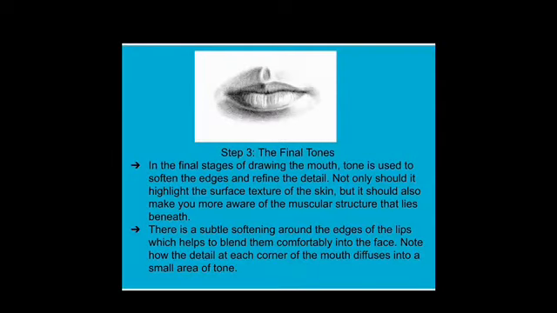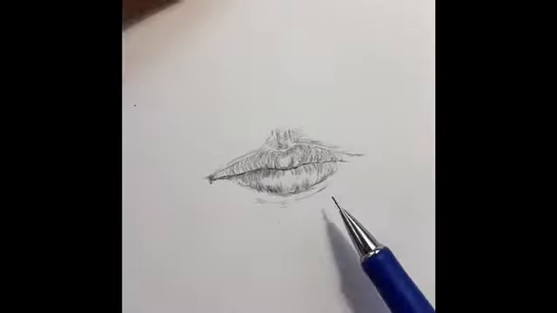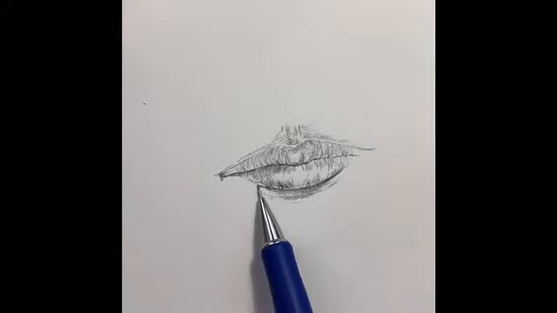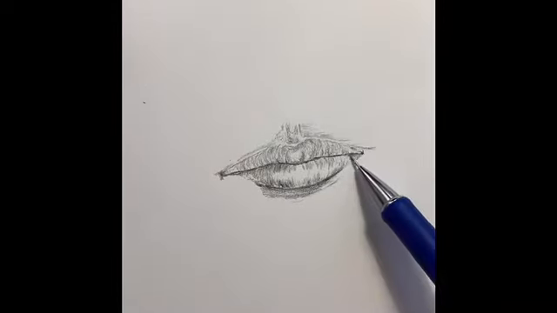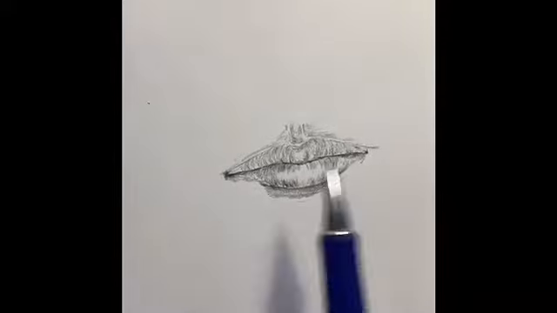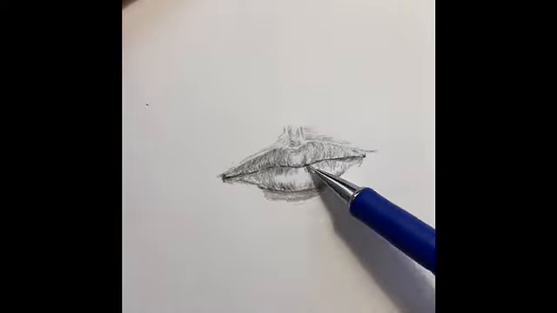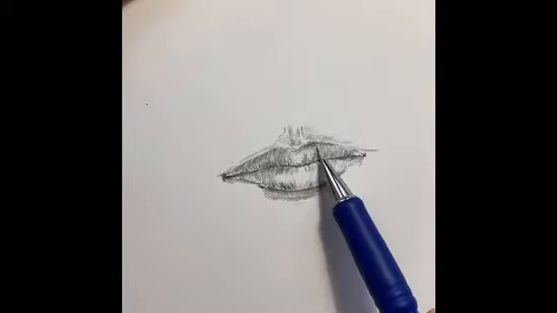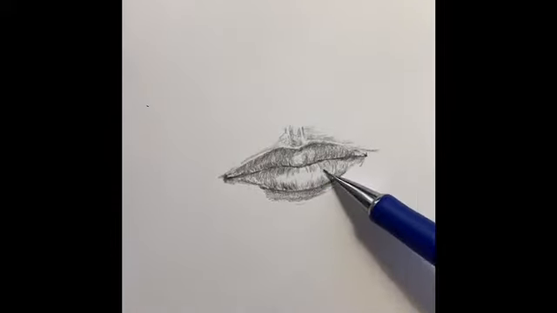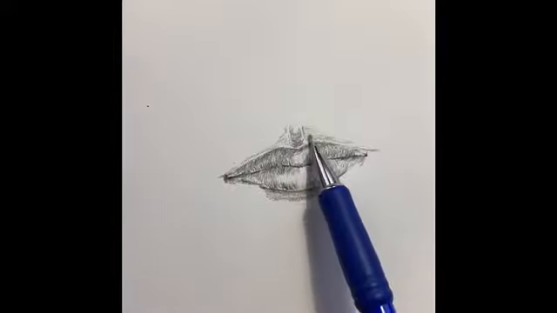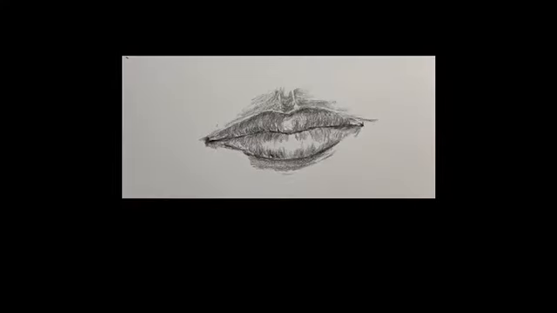Step 3. The final tones. In the final stages of drawing the mouth, tone is used to soften the edges and refine the detail. Not only should it highlight the surface texture of the skin, but it should also make you more aware of the muscular structure that lies beneath. There is a subtle softening around the edges of the lips, which helps to blend them comfortably into the face. Note how the detail at each corner of the mouth diffuses into a smaller area of tone.